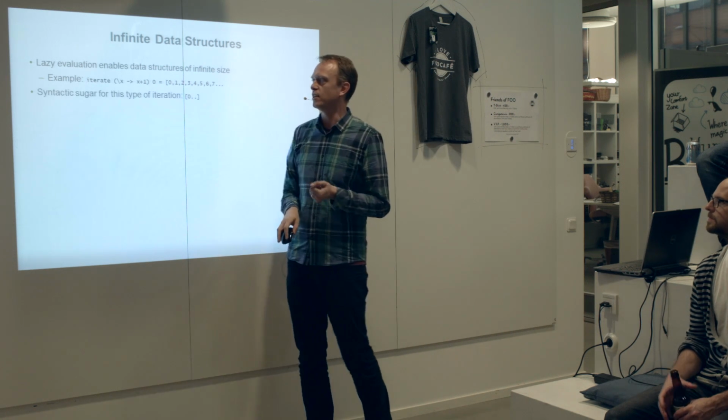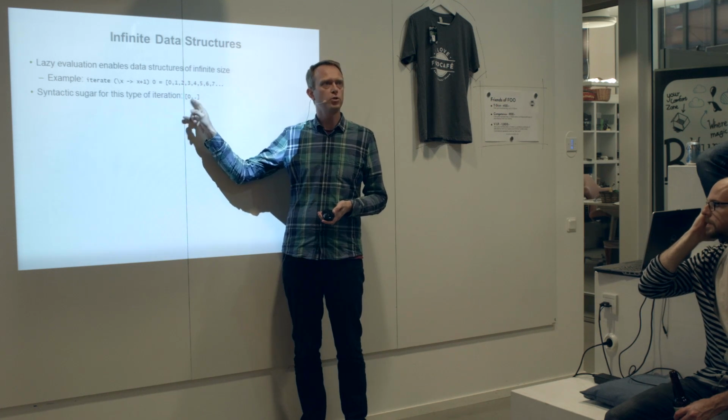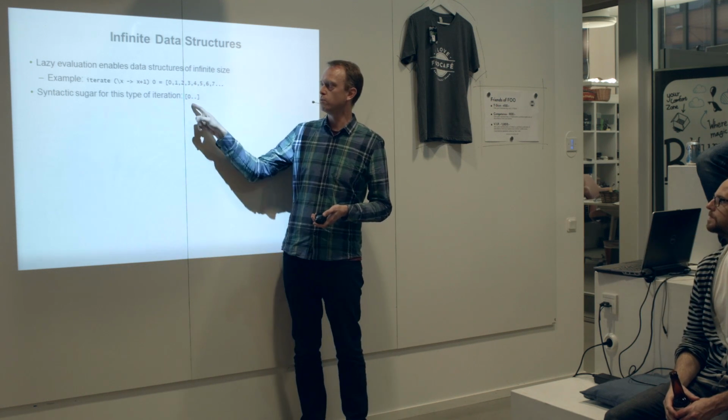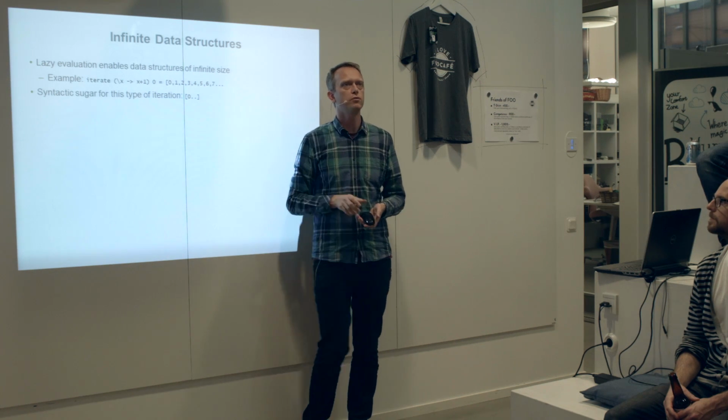So how can we use this then? Well, another thing, in Haskell we have some nice syntactic sugar for this, because you actually use this quite a lot. So if you want to create this list, you can just type like this, square bracket 0, dot, dot. That will give you that infinite list.